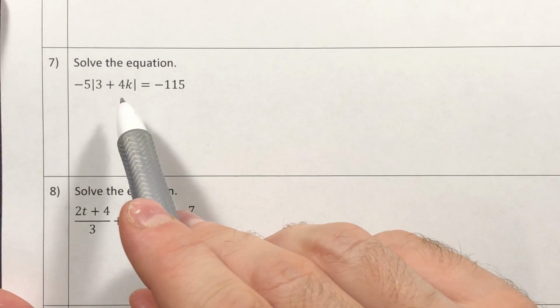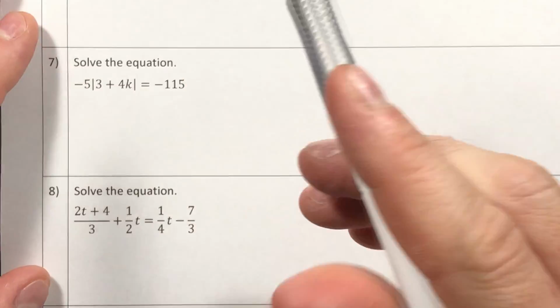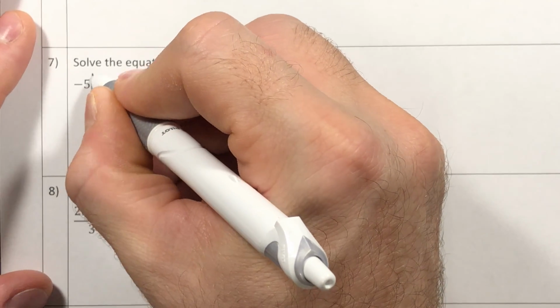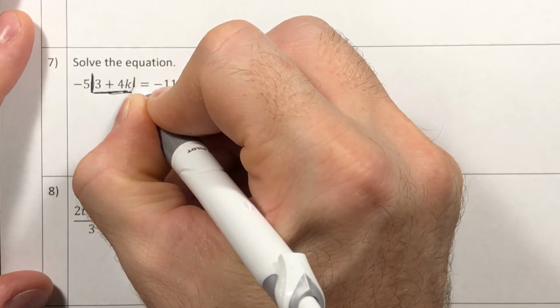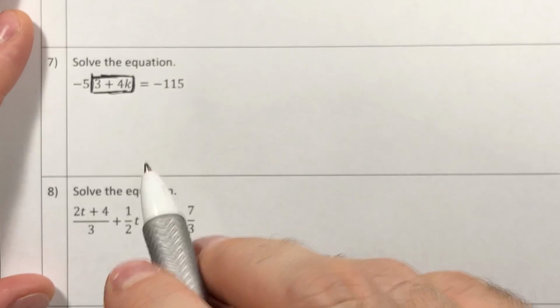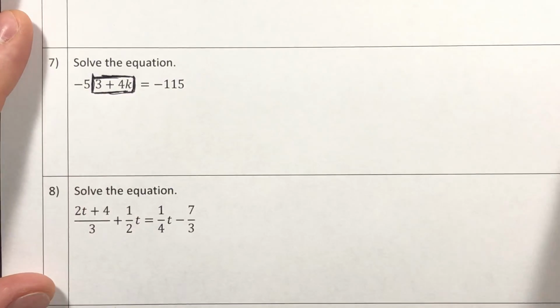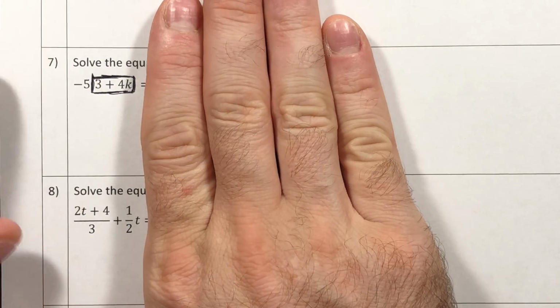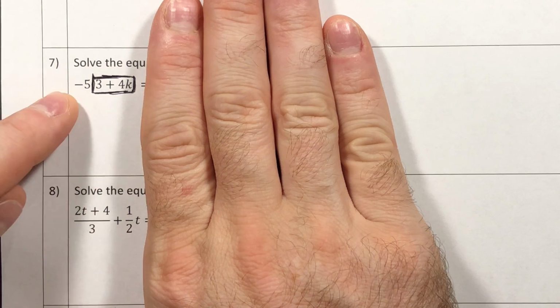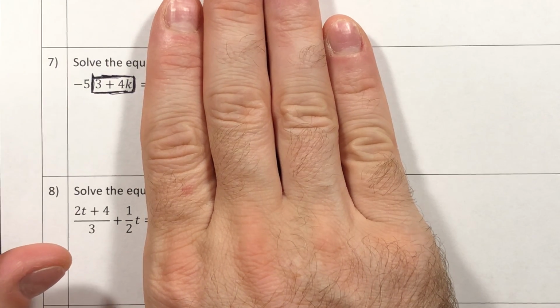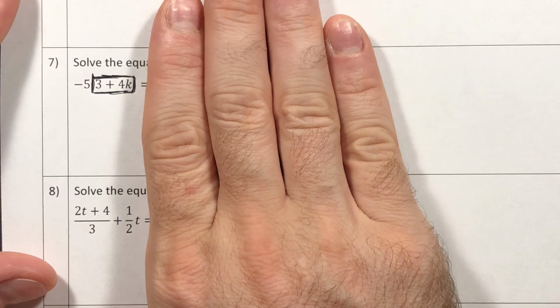So our goal with absolute value brackets is to isolate what's inside these brackets. So the way that I'm going to look at it is I'm going to look at this as a box. Okay, so how do I isolate this box? Well, let's look at this side of the equation. What is outside of my box? A -5. So how do I get rid of the -5?